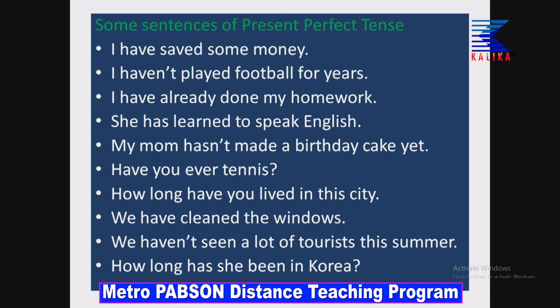And negative: I haven't played football for years. I have already done my homework. She has learned to speak English. My mom hasn't made a birthday cake yet. Have you ever played tennis? How long have you lived in this city? We have cleaned the windows. We haven't seen a lot of tourists this summer. How long has she been in Korea? So, this is the end of the present perfect and present perfect continuous.